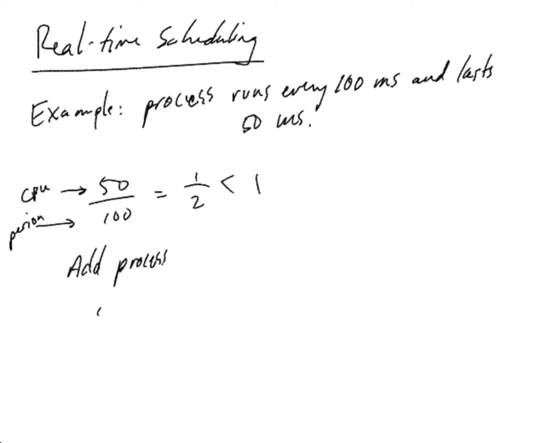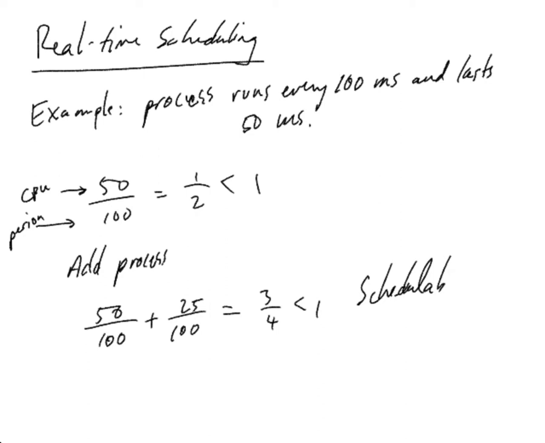Okay, so we have our existing process, 50 over 100, and let's add on some other process, 25 over 100. So the new process takes 25 milliseconds, and it also runs every 100 milliseconds. That's equal to 3/4, and that's still less than 1. So is it schedulable? Yes. Schedulable. And the answer is yes. And then obviously in the first case it was also yes.